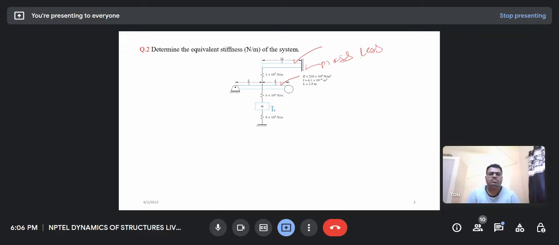PL cube by 3EI. So if the P is not here, that would be only 3EI by L cube. Because for the stiffness, how do we determine it? We apply a unit load, then see what is the deflection. So corresponding to that unit load, what is the stiffness? 3EI by L cube. Okay. And the same for the simply supported beam. Anyone can tell me?